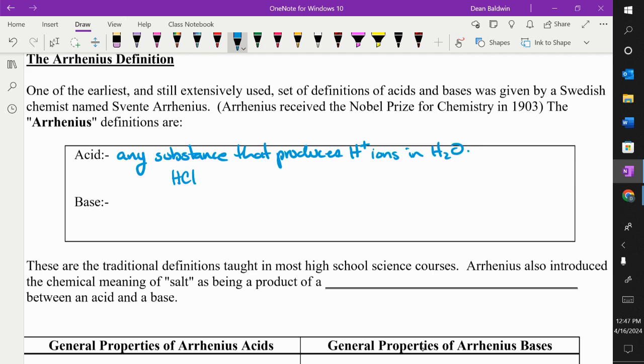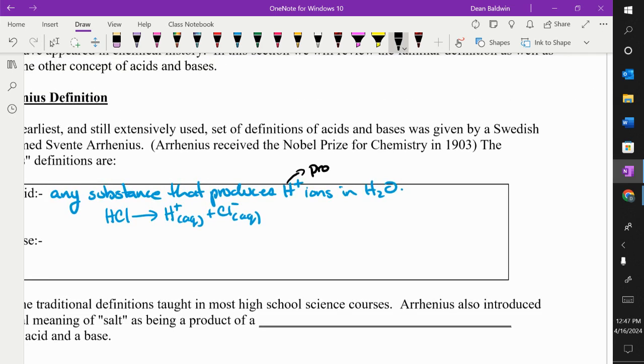So for example, the classic is HCl. You put it into water and you get hydrogen ions and chloride ions. All right, let's talk about this H plus for a sec. I will say H plus, but what I'm going to say most of the time, and you'll see how it ties into the definition, is proton.